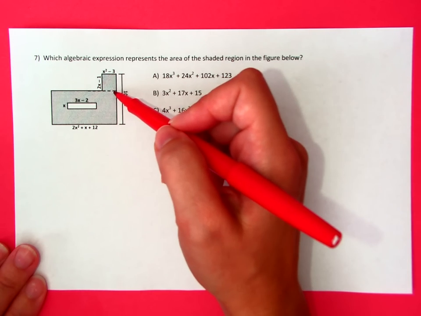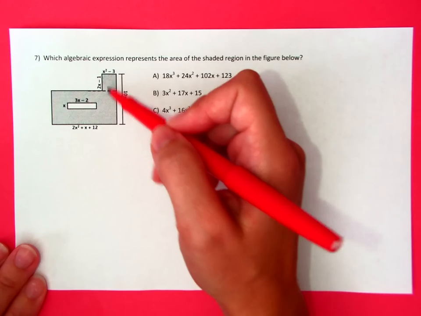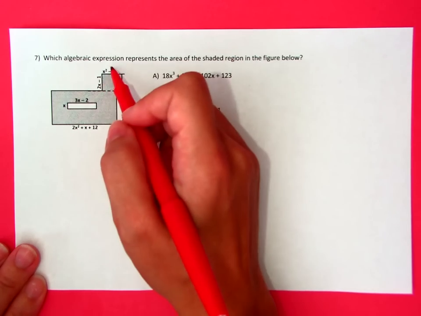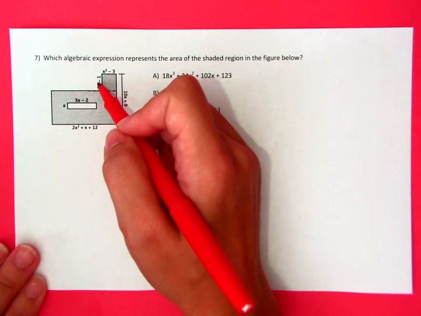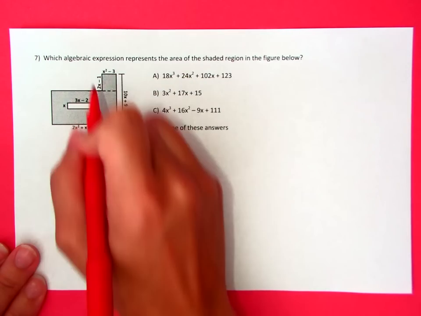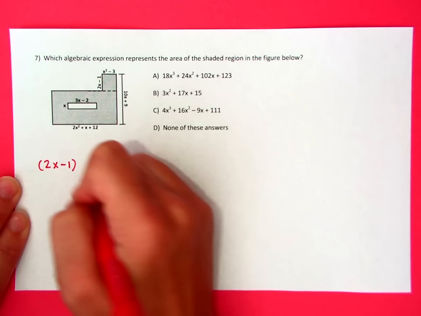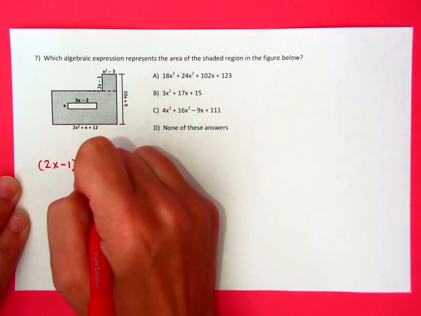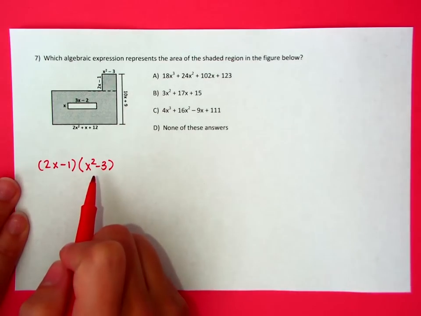They were kind enough to put this little dotted line here, which shows me that they can break this into 2 separate rectangles. So I can find essentially the area of this little part here, because remember it would be length times width. So let's go ahead and find the area for the small one so far. I have 2x minus 1 times x squared minus 3. Now this is a binomial times a binomial, so you want to FOIL.